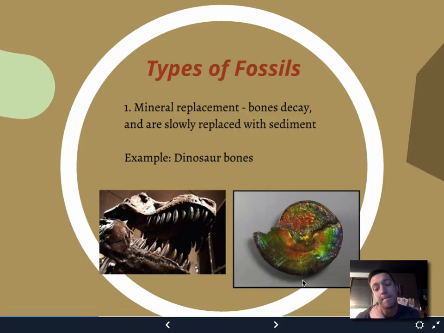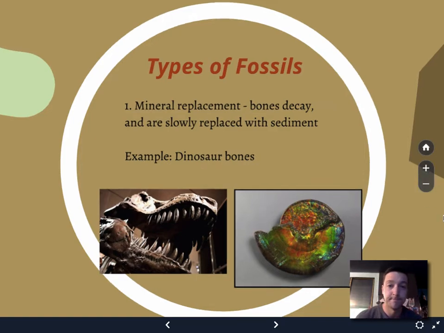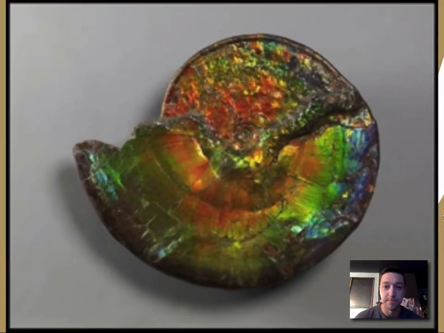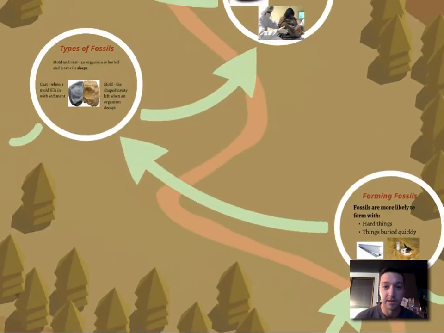This is a specimen in the Museum of Natural History. It has a 3-foot diameter. It's really cool. This is a rainbow ammonite. So the ammonite died, but it was filled in with a rainbow mineral, which is why we call this mineral replacement fossil. So there's the T-Rex skull. Mineral replacement. Okay, let's go to the next one.